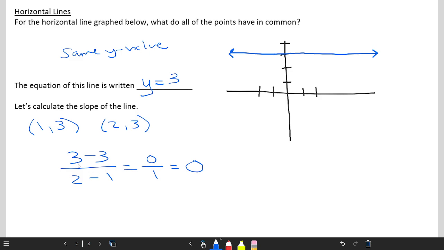That's going to be the case for any horizontal line because in the numerator you're always going to be subtracting the same number from itself, since all the points will have the same y value. So the slope of a horizontal line is 0.